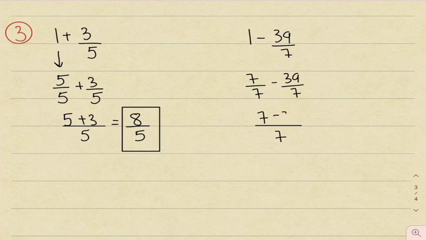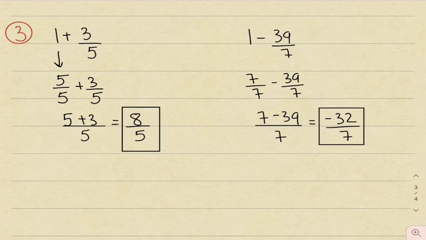I'm going to keep that denominator and just subtract the top. 7 minus 39 is negative 32 over 7. So that was the easiest way on how to add or subtract a fraction. It can also work with mixed numbers as well. You just convert that mixed number into an improper fraction and then you do the same thing.